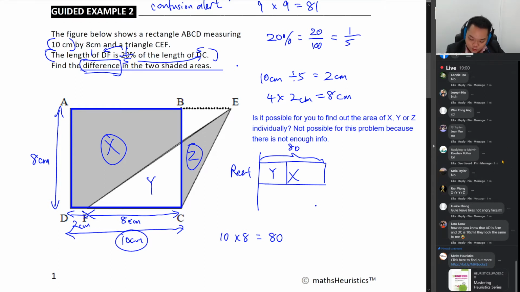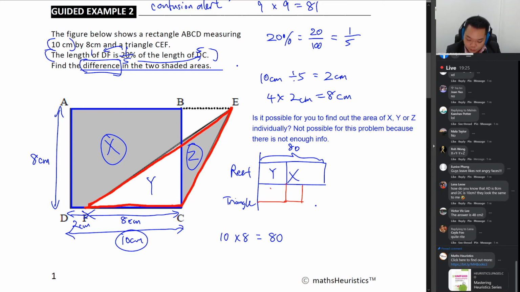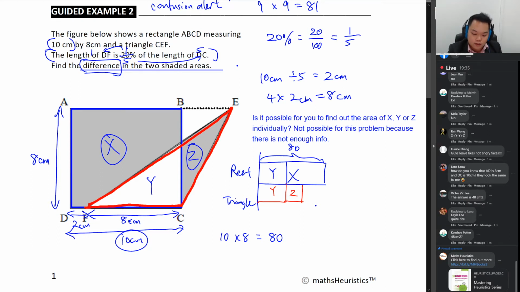Okay, so the next one over here is for the triangle FCE. Its area is comprised of this guy over here. Right or not? So this area is comprised of sections Y and Z. And then the next question is, you want to find out its area, what is its height, or what is its perpendicular height.